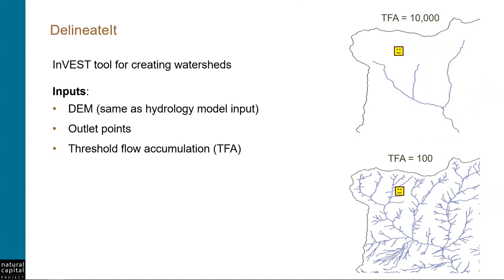Another way of thinking about this is that it defines the upslope contributing area that's required for a stream to form. Large values of TFA create a stream network with fewer tributaries, like you see in the picture on the top, and small values of TFA create a stream network with more tributaries, like you see in the image on the bottom. For creating watersheds, it's important to choose this value so that the streams are created in the right place to correspond with your points of interest.